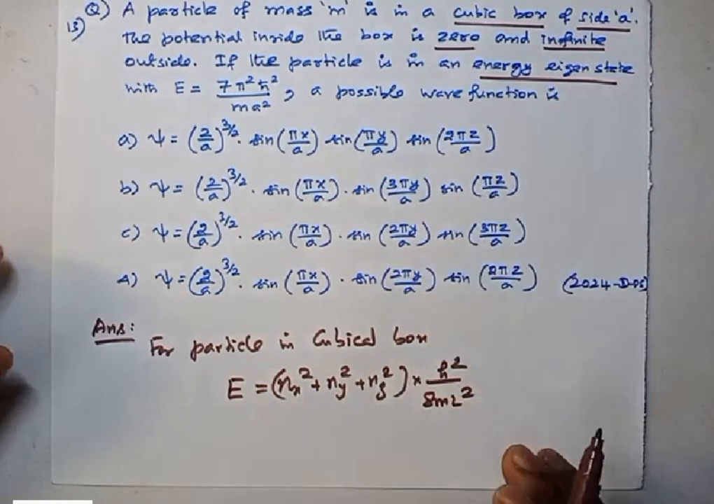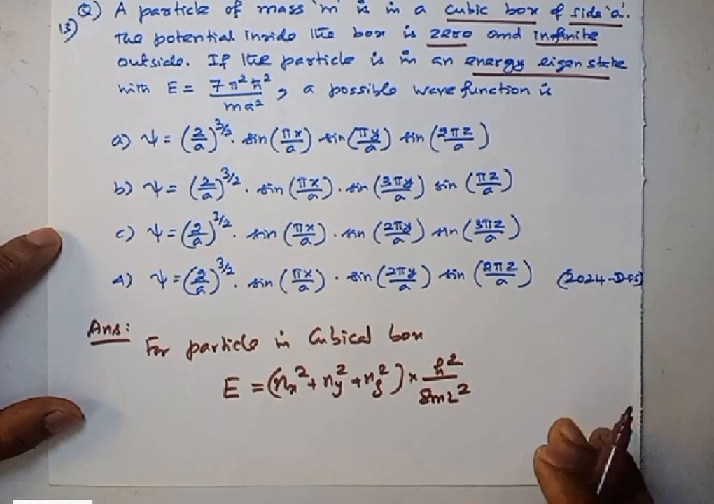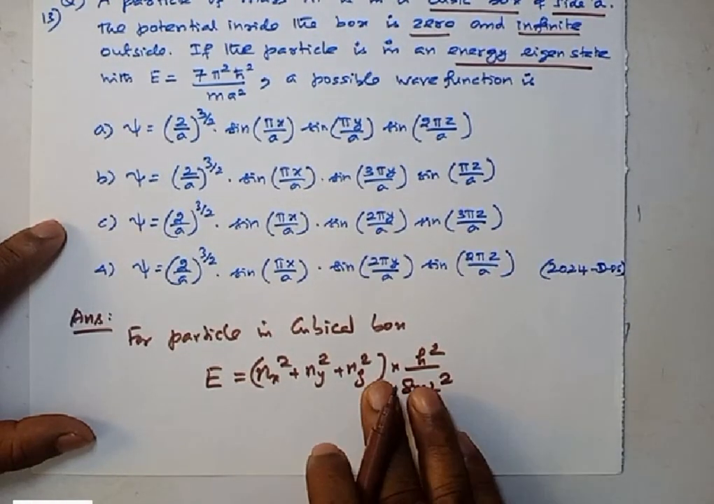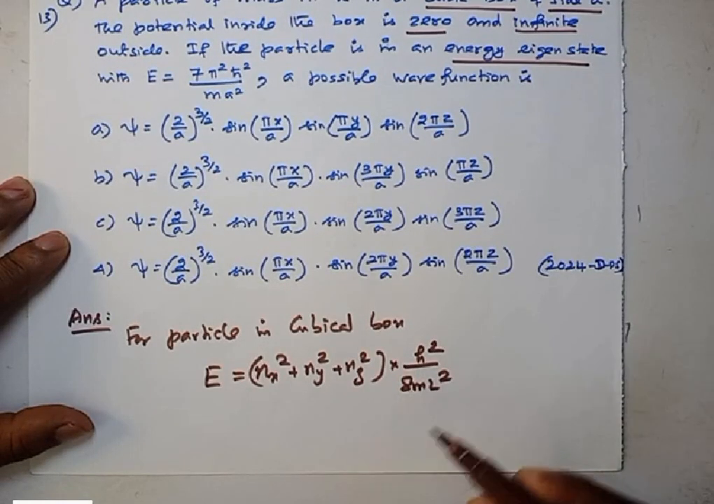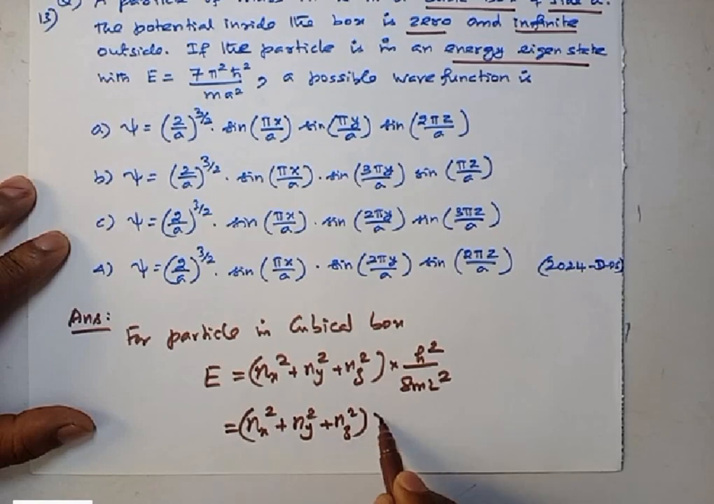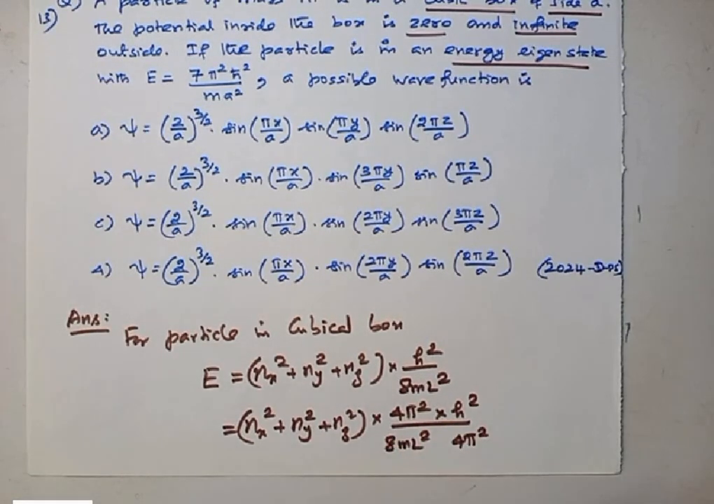But in physics, see, this question appeared in 2024 December physics question. It's a physics question. In physics, instead of h, they'll use h bar or h cross. So I'm going to write the same formula in terms of h cross. How? Very simple. Multiply numerator and denominator by 4 pi square. So nx square plus ny square plus nz square, I'm going to multiply the numerator by 4 pi square into h square and multiply the denominator by 4 pi square. I'm multiplying numerator and denominator by the same quantity, so the equation doesn't get affected.